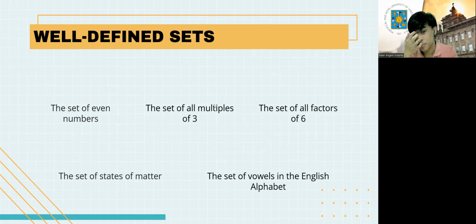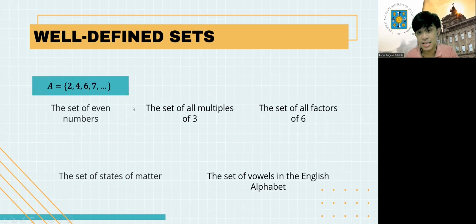So the set of even numbers, we have 2, 4, 6, 7. Oh no, sorry. That's 2, 4, 6, 8 rather, and so on and so forth. All right? Sorry for the mistake. The next one, the set of multiples of 3.